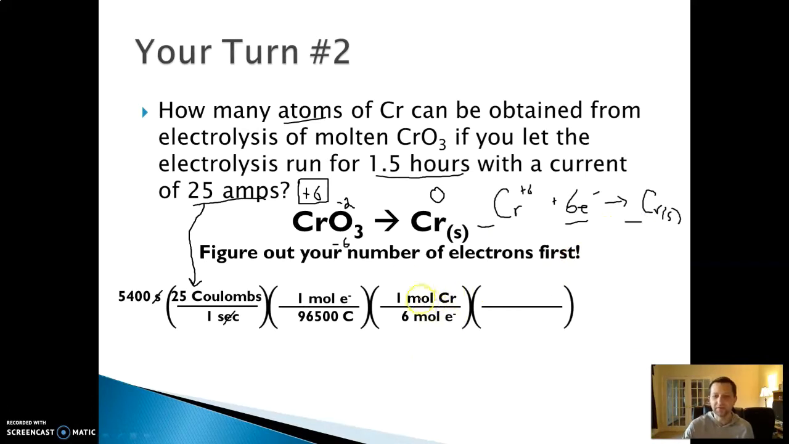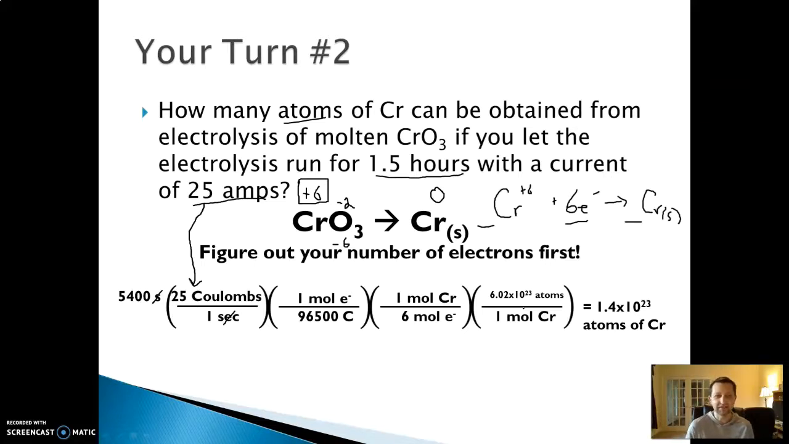Now I go from moles of chromium into atoms. If I wanted to figure out how many grams of chromium I plated out, I would just go from moles to grams and use the molar mass. But since I'm going into atoms, I need to use Avogadro's number, 6.02 times 10 to the 23rd atoms. Pop all that into my calculator. Proper sig figs here. If you're counting the 25 as 2 sig figs, the 5,400 as 2 sig figs. It gets a little weird here, but 2 sig figs, 1.4 times 10 to the 23rd atoms of chromium for your answer there. Okay? That takes care of it, guys.